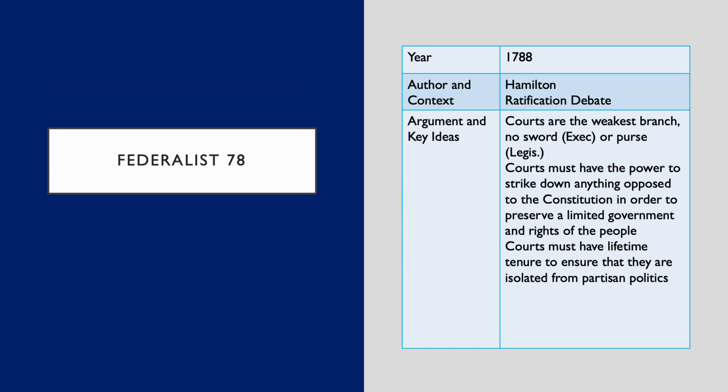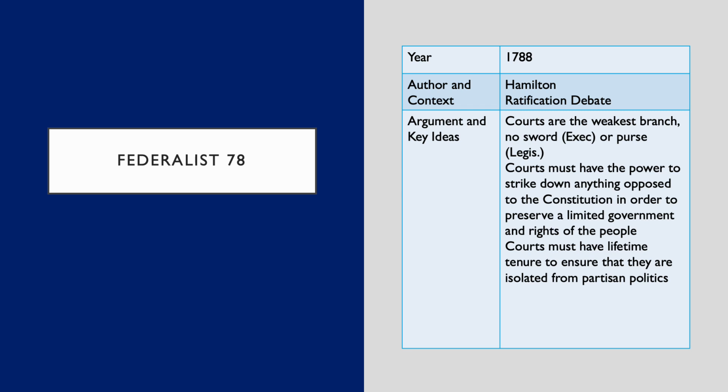And then 78 is the argument for the courts. It makes a few arguments. The first is that the courts are the weakest branch, right? They don't have the ability to use the force like the executive branch does, and they don't have the ability to spend money like the Congress.